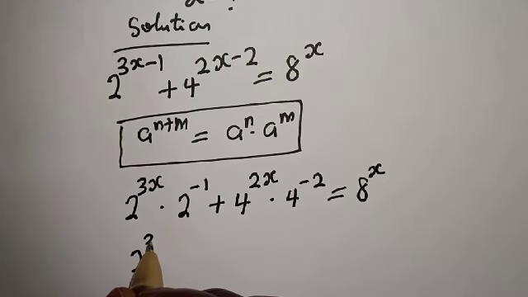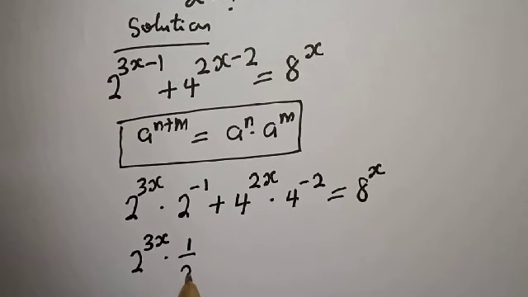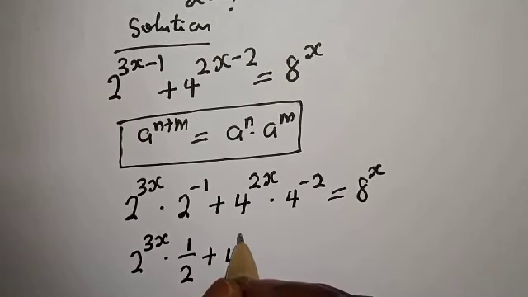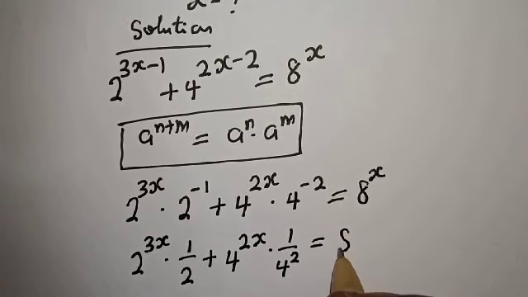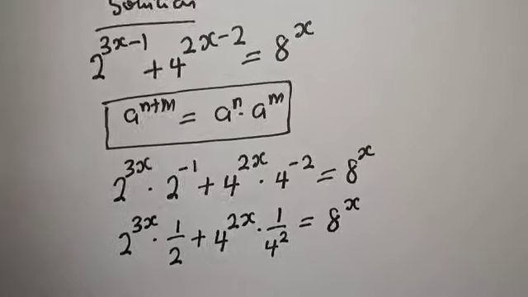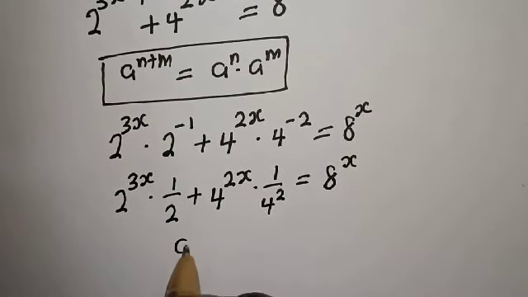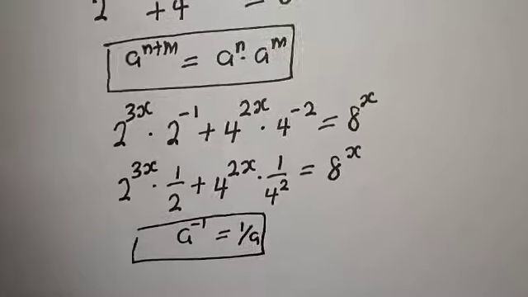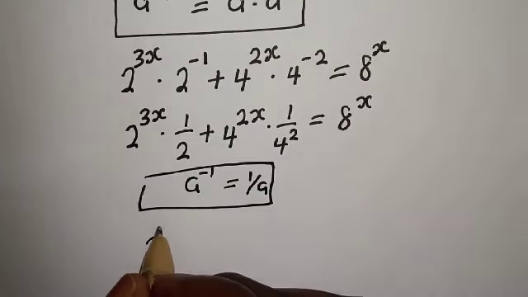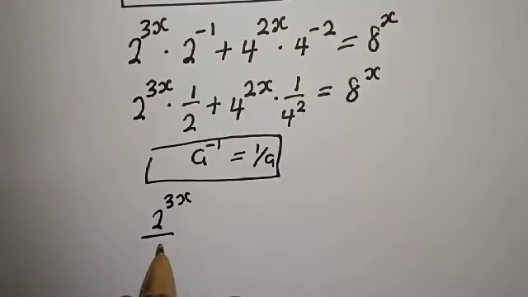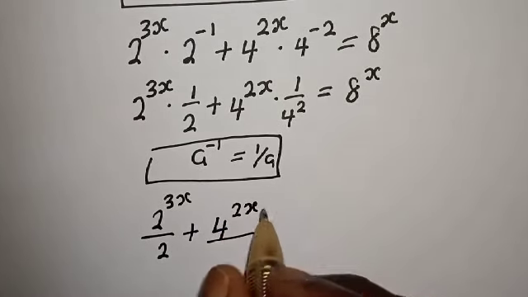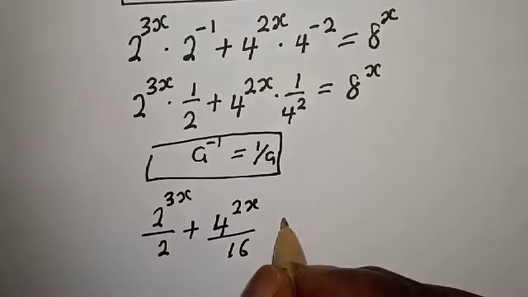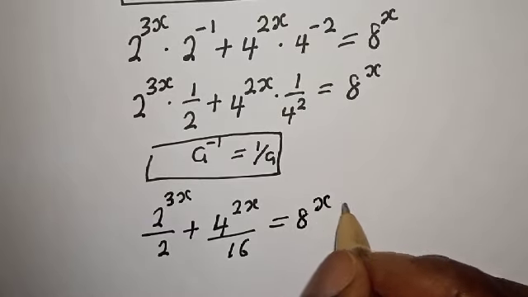This is 2 raised to power 3x multiplied by 1 over 2, plus 4 raised to power 2x multiplied by 1 over 4 squared, is equal to 8 raised to power x. That is, from here, if you have a raised to power minus 1, this is equal to 1 over a. Then this is 2 raised to power 3x over 2 plus 4 raised to power 2x over 4 squared. This is 16, is equal to 8 raised to power x.